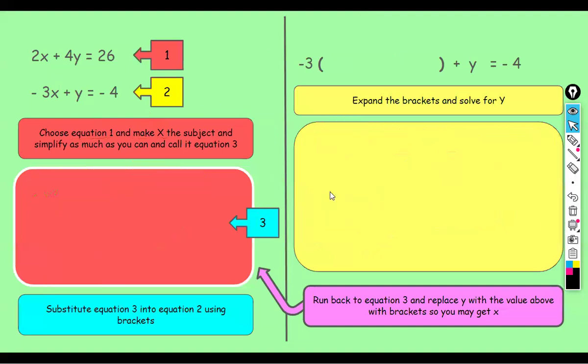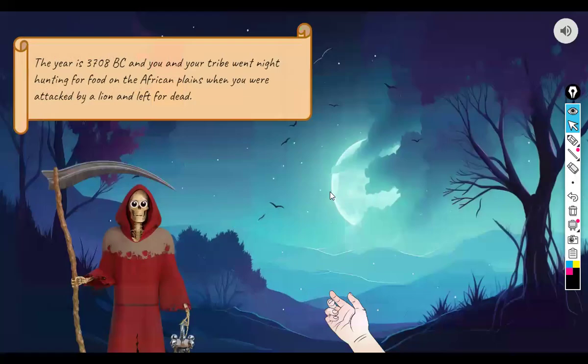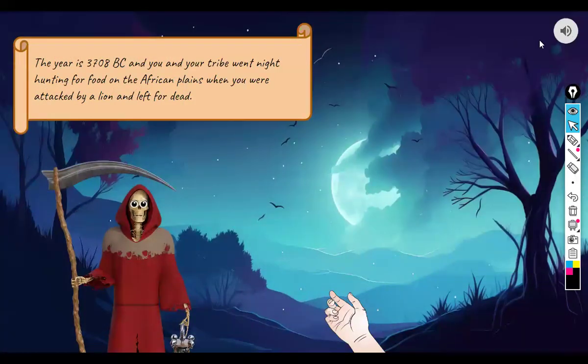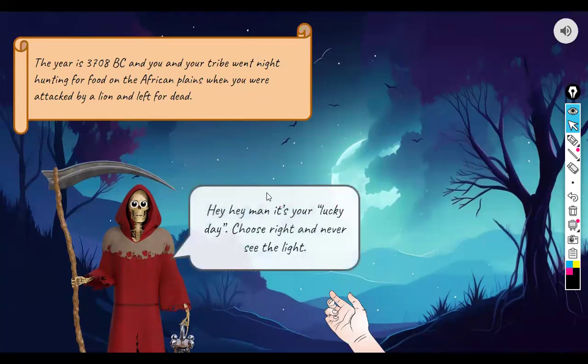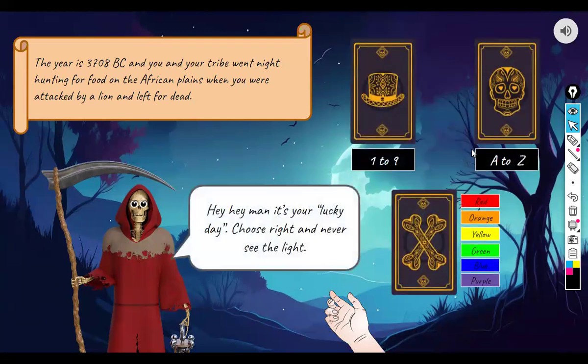All right. So I think a lot of y'all probably need a little brain relaxer here, right? To shake off the stress. So here's the new scenario. The year is 3708 BC. So this is like prehistoric time. You and your tribe went hunting on the African plains, and you were attacked by a lion and left for dead. So your tribe abandoned you. That's your hand there. Death appears and says, I will give you a chance to live.